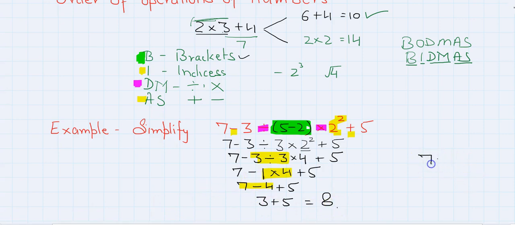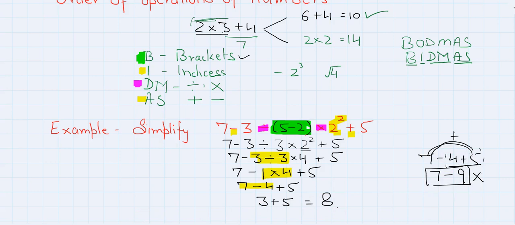Always remember 7 minus 4 plus 5: these are the positive terms, so you have to add this. You cannot write it as 7 minus 4 plus 5 is 9, unless they are in a bracket. So this is going to be wrong. You have to add these terms. 7 plus 5, both are positive terms, that is 12 minus 4, so it will be 8.